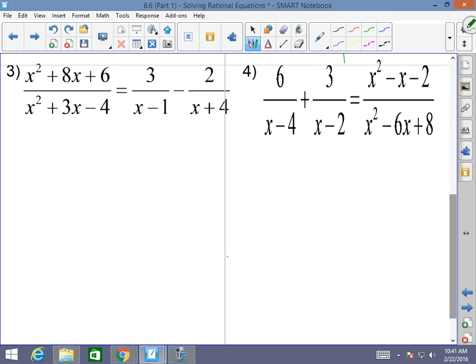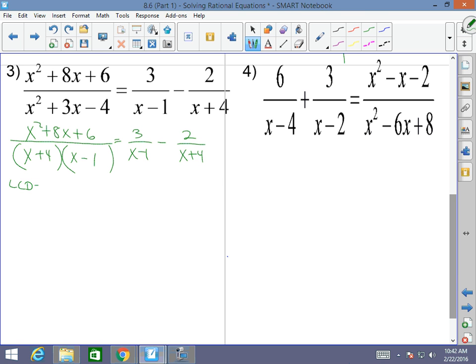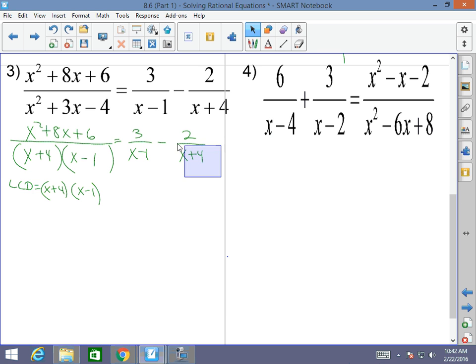So let's go ahead and factor. So I got x squared plus 8x plus 6 over, we got to factor these denominators. The good news, this factors out real pretty. This is x plus 4 times x minus 1, which equals 3 over x minus 1 minus 2 over x plus 4. What is my LCD, boys? So the LCD here is x plus 4 and x minus 1.